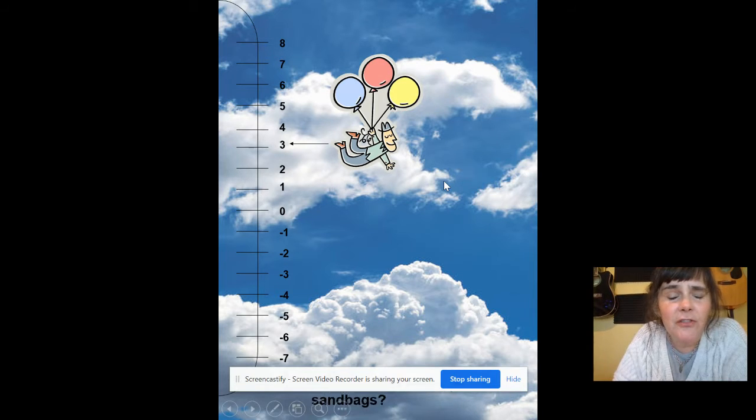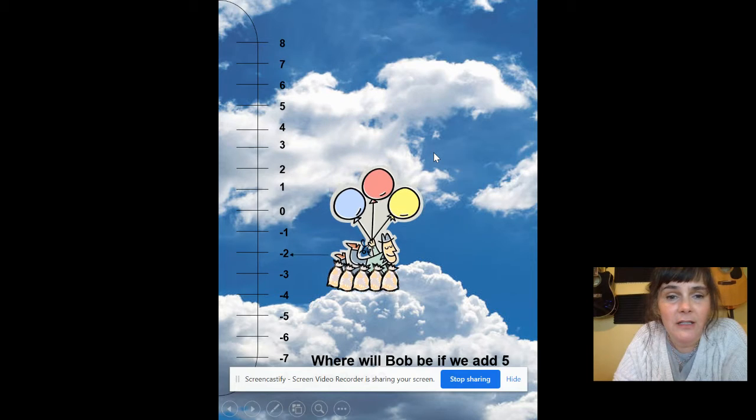How about if we start on 3 and we add 5 sandbags? 5 sandbags. Sandbags pull us down. They're like adding a negative. So if we go down 5, 1, 2, 3, 4, 5, we end up on negative 2. Let's see if I was right. There we go. So positive 3 plus negative 5 is negative 2.